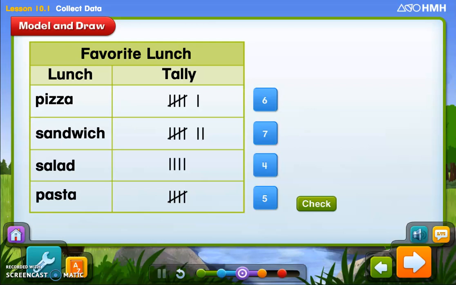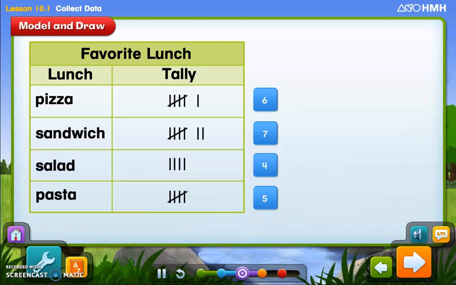Select the row. Okay, so then we would look at the smallest number in our data here. So we have, again, 6, 7, 4, and 5. And 4 is the smallest number out of all those. So the least popular favorite lunch option was salad. Excellent! The least number of classmates chose salad.